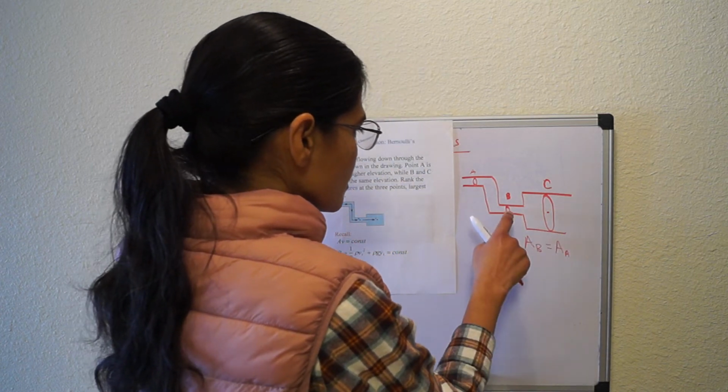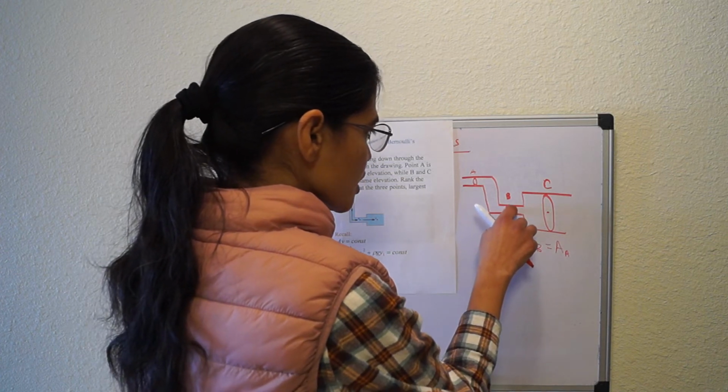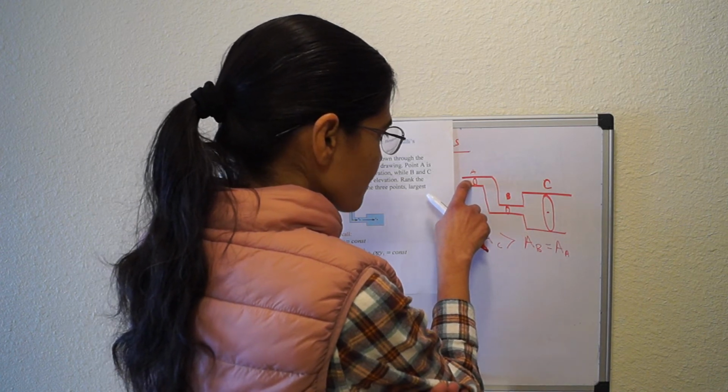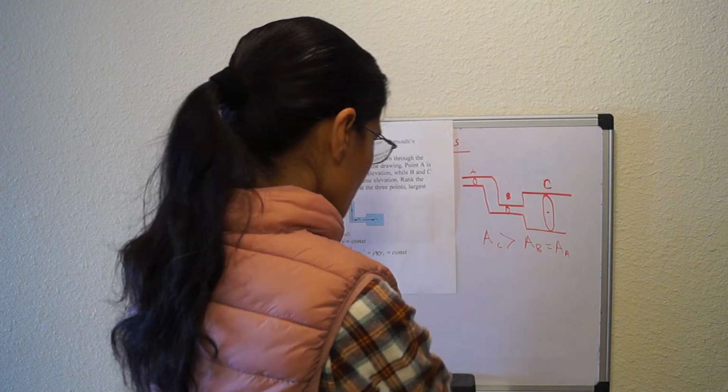Even though it's at the same height, because the speed is so small, the pressure is high here. And then this is at some pressure, right? It has some value of pressure here, and this is at a different height, okay? Because this is at a larger height, the pressure must be greater here.